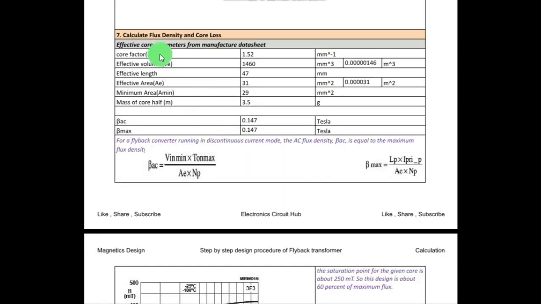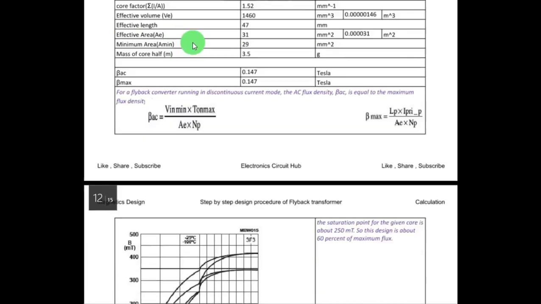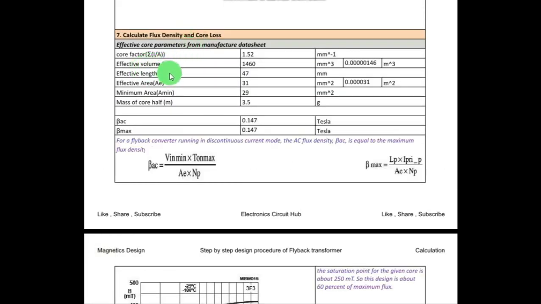Now let us understand more about how to calculate the flux density and core loss. You have to calculate the flux density, beta SE. For that you need to get the core factor, the effective volume, the effective length, effective area, minimum area, and mass of the core, and then you can calculate this beta SE value and the beta maximum value. As I already explained, for the ferrite core, the flux density is 0.3 tesla. So you should have some headroom so that your core never reaches the 0.3 tesla maximum flux density, to avoid saturation.